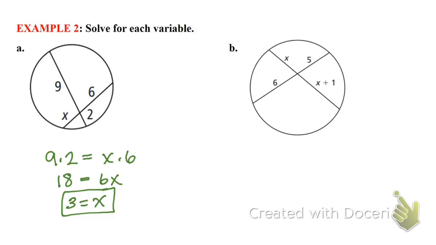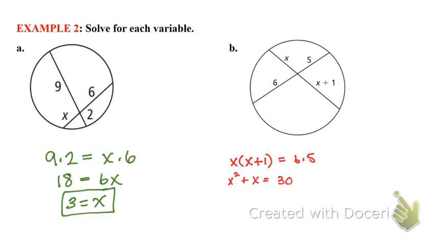Okay, for the next one, we're going to do the same process. We multiply along each one of those segments. So on one side, we're going to have 6 times 5, and on the other side, we're going to have x times x plus 1. So we have to distribute on the left to get x squared plus x, and multiply on the right to get 30.